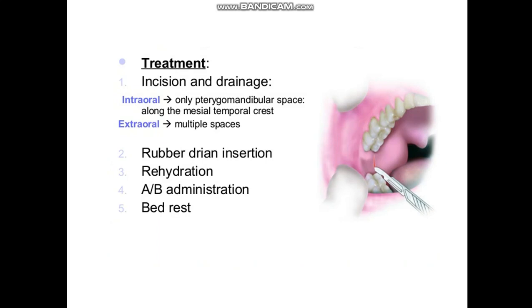Intraoral incision is made at the lower anterior part of the ramus of the mandible with insertion of mosquito medially between the medial pterygoid and the ramus of the mandible, or extraorally behind the angle of the mandible with insertion of mosquito medially between the medial pterygoid and the ramus of the mandible. Rubber drain could be inserted, and medical treatment includes rehydration, antibiotic administration, analgesic, bed rest could be advised as well.